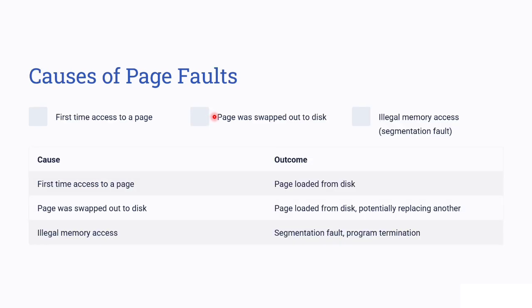So before we understand how page fault is handled by the operating system, let's first know why page fault is caused. Okay, so there could be these three reasons for the occurrence of page fault. First is first time access to a page.